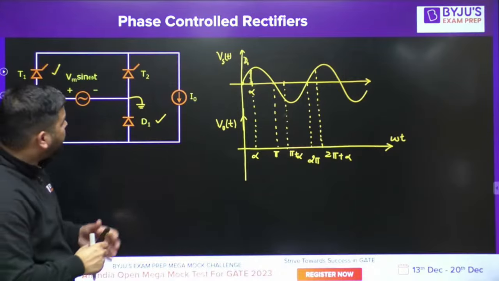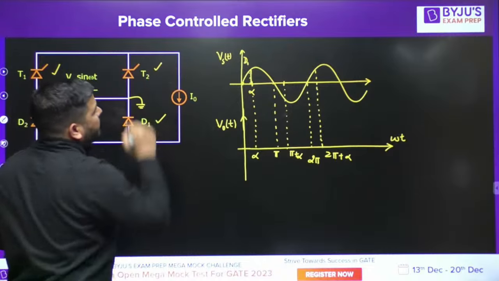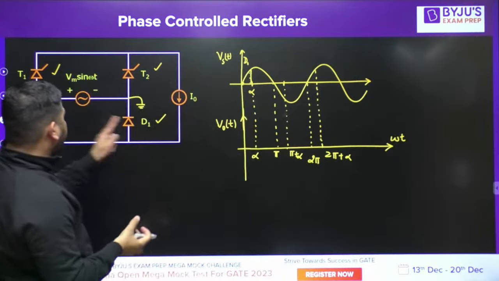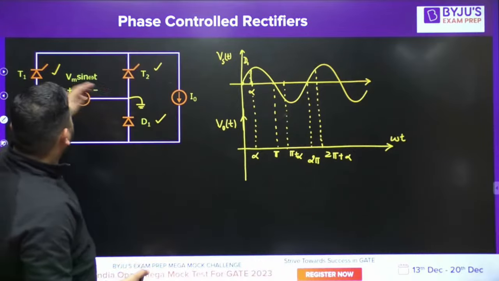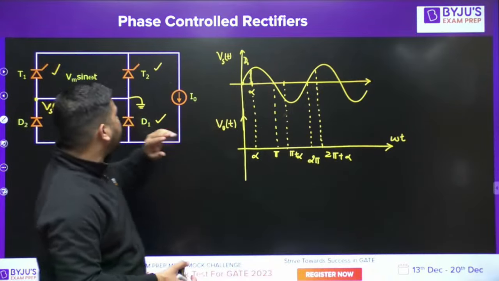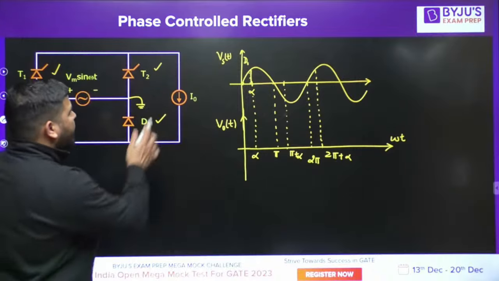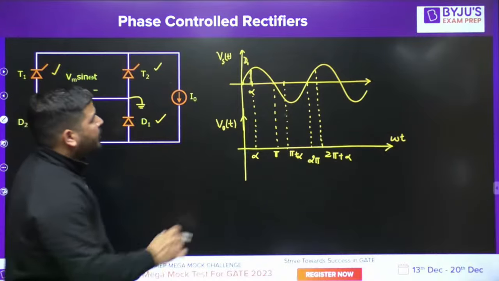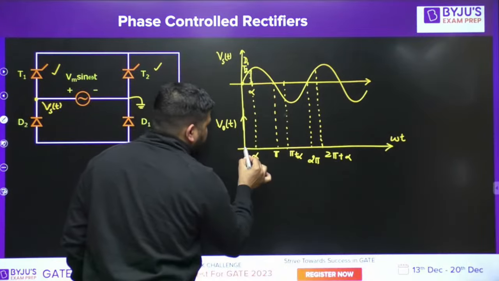Is it fine, guys? So during this 0 to alpha, in these two diodes, D1 is conducting. What about these two devices? T1 is not conducting because T1 will get fired after alpha. So between 0 and alpha, T2 will be conducting. So now the current is freewheeling. D1 and T2 are conducting.